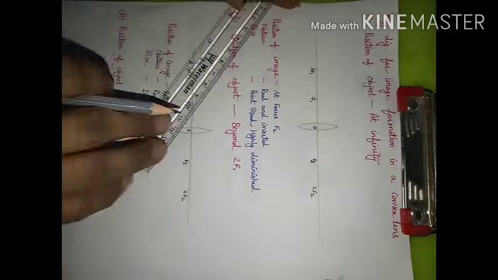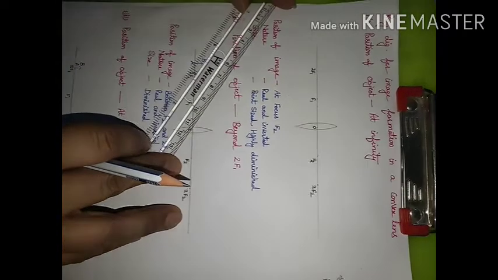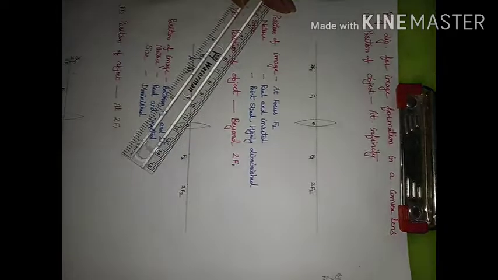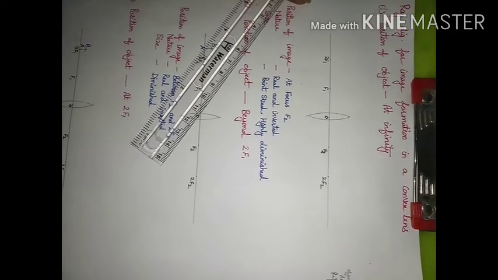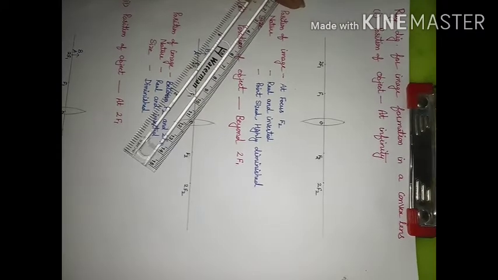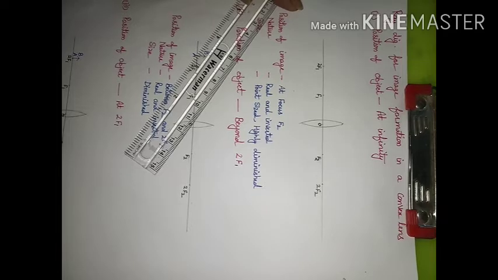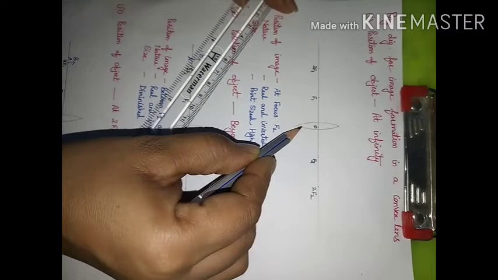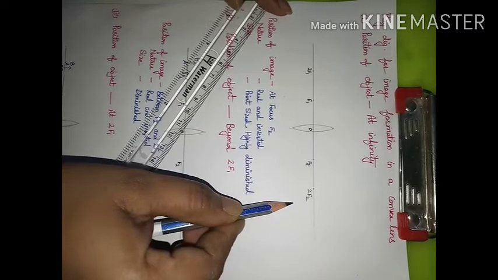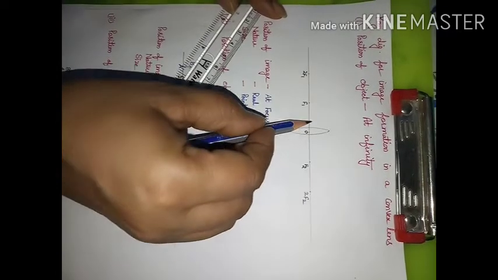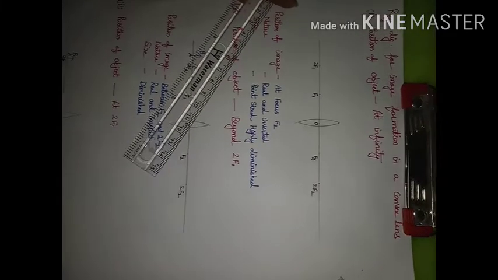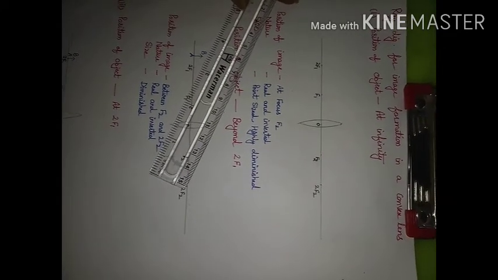Then we will consider rays are coming from infinity, and when we draw the ray diagram, we must keep 3 rules in our mind. Any ray of light that is parallel to the principal axis, after refraction will pass through focus. Any ray of light that is passing through focus first, after refraction will become parallel to the principal axis, and any ray of light that is passing through the optical center will go undeviated. Out of these 3, we will use any 2 rules to draw the ray diagram.